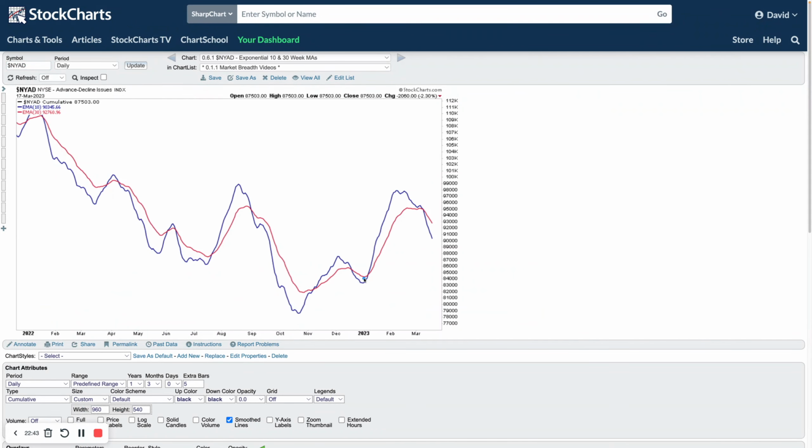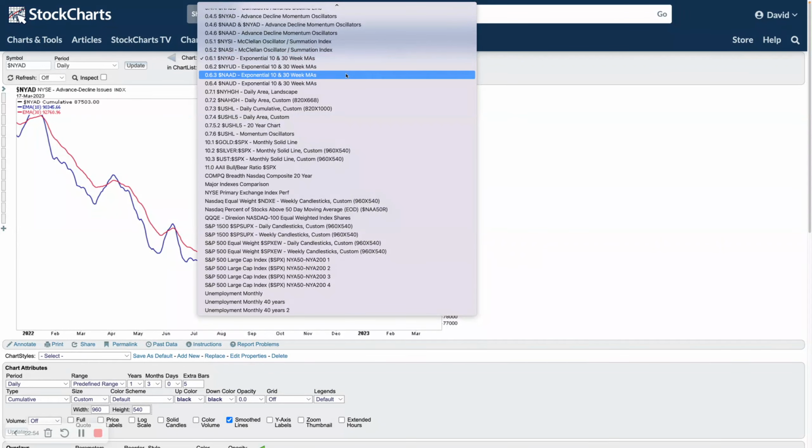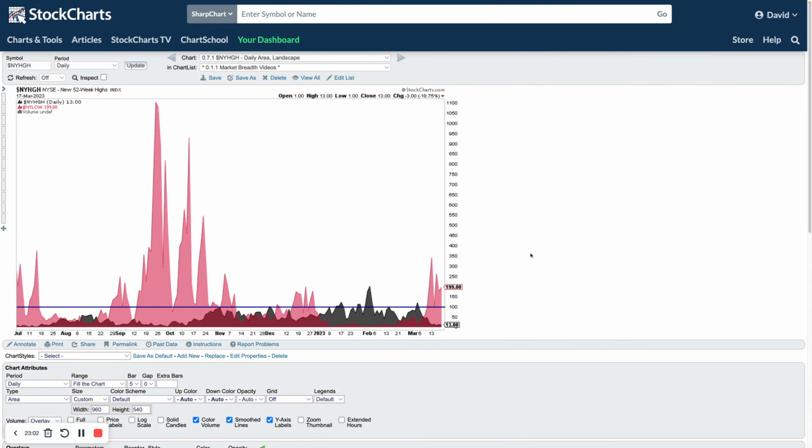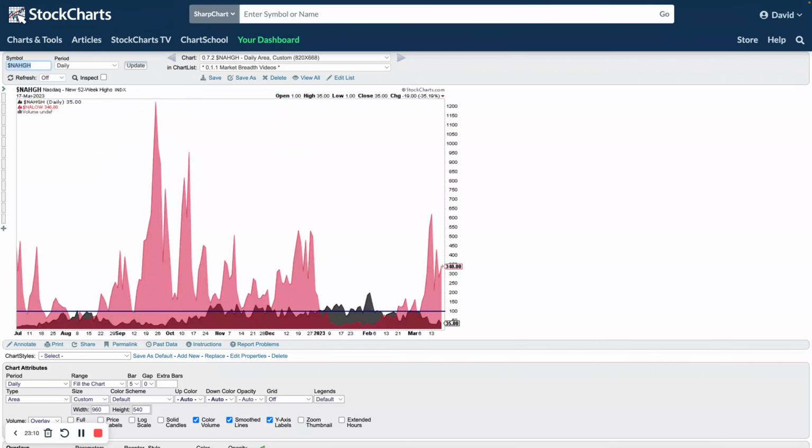MA crossovers for this use 10 and 30 day EMAs. Signals are when the 10 crosses the 30 to the upside and when the 10 crosses the 30 to the downside. So at the moment we're on a negative signal in the NYSE, and the same with the NASDAQ, both on a negative cross since February. New highs, new lows. The new lows started to pick up again recently. We had 199 on Friday again, and only 13 new highs in the NYSE. NASDAQ 340 new lows to only 35 new highs. So very much weighted to the downside.